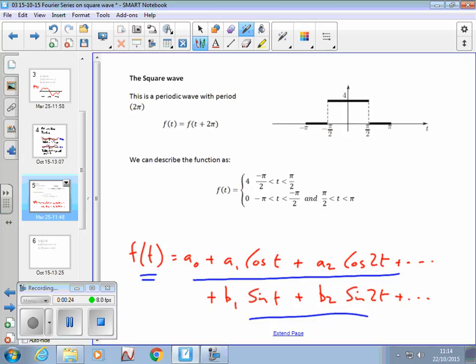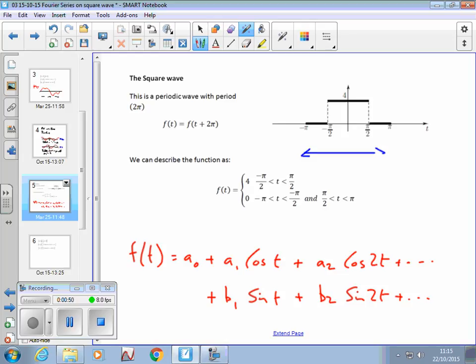And the overall aim is to come up with values for A0, A1, A2 and so on, B1, B2 in front of these terms, and so then I can write down that series much like we did for the Lorentz series, and then enter that series into Autograph and see whether or not that wave that we get looks anything like a square wave, which is what we're after.